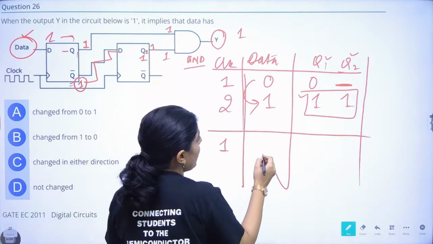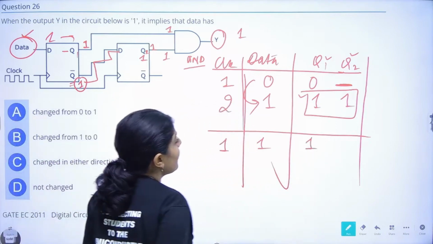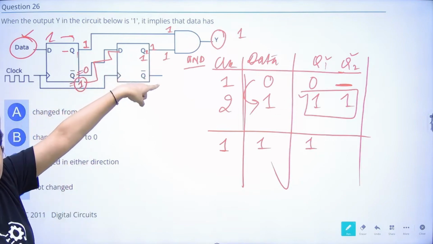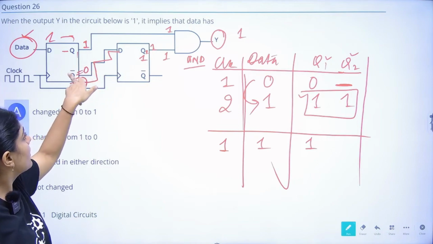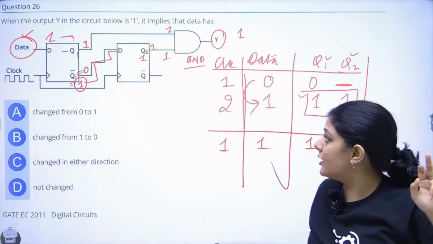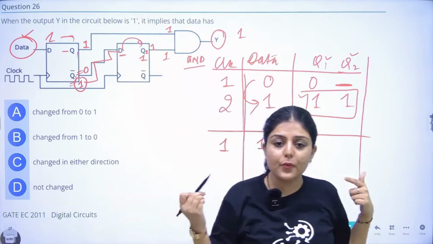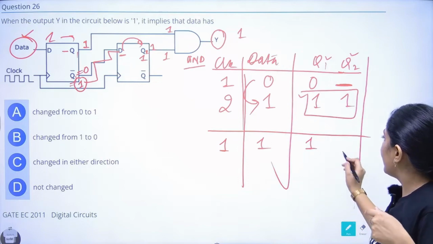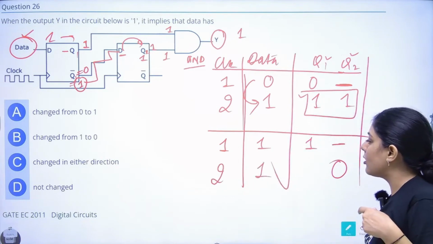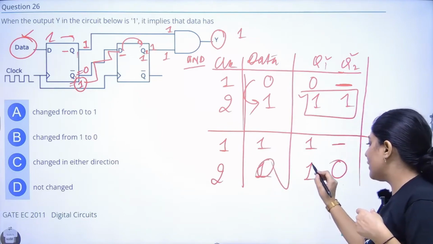For example, in the first clock, if I take data equal to 1, Q1 will become 1, right? And this Q bar will become 0. So 0 will be transmitted from this Q1 bar to Q2 bar, right? 0 will be transmitted because it is connected to D, and whatever the value of D, that will be reflected at the output of the D flip-flop. So it will become 0 in the next clock. Whether I make it 1 also, it will become 1 and 0. If I make it 0, it will become 0 and 0.